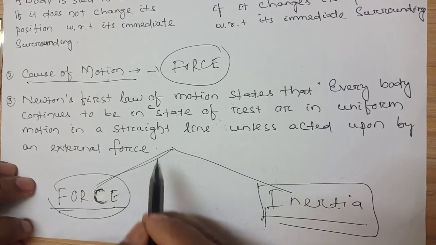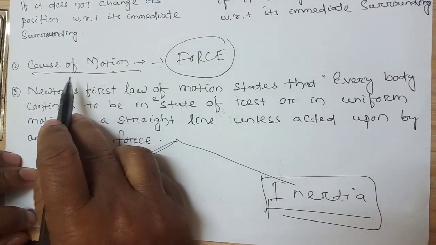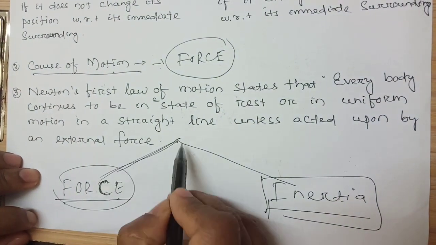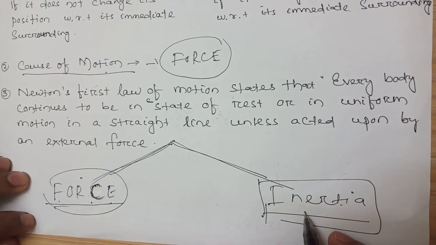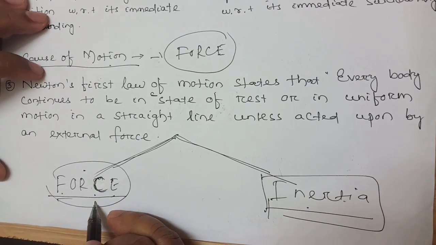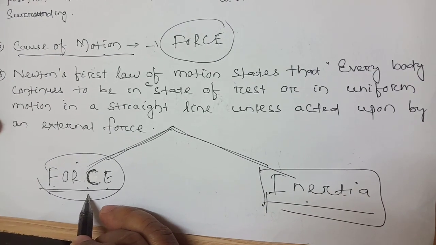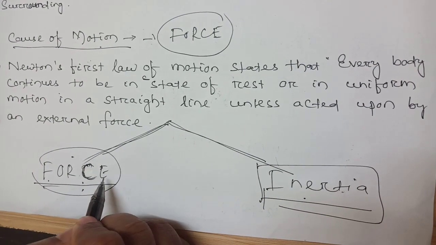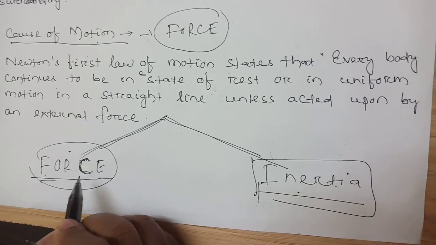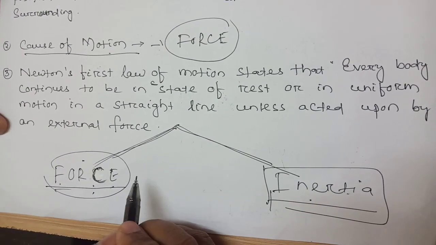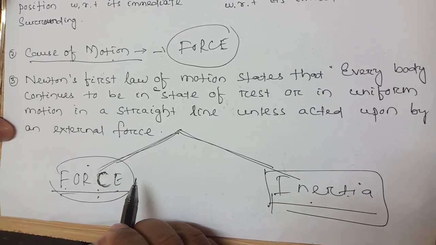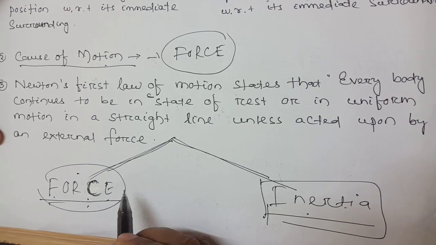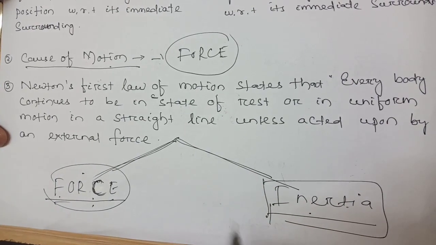So actually you got two things. The first law of motion tells about two terms: one is force, another is inertia. You already know about force, as you have read before. What is force? Force is an external agent that can change or tends to change the state of rest or uniform motion. It can change the shape, size or dimension. And you know before that force is of two types: contact force and non-contact force.